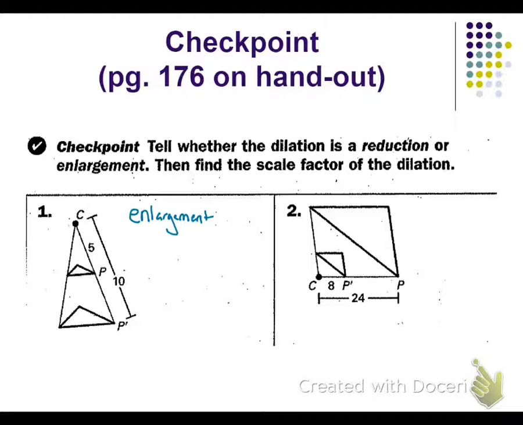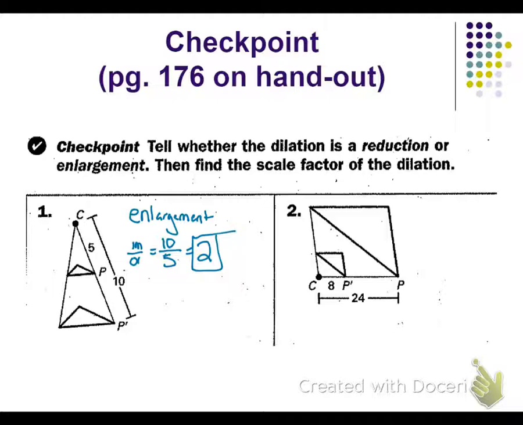Okay, after that we have the image over the original. So what is my image here? What's the length of my whole image? C to P prime, 10, over my original. What's my original? 5. So 10 divided by 5 is 2. So your scale factor here, once again, is 2.